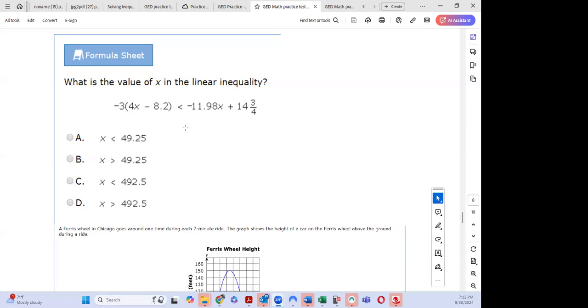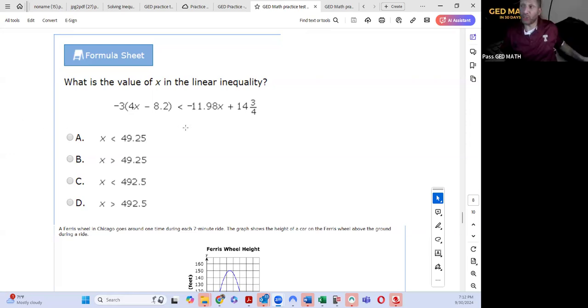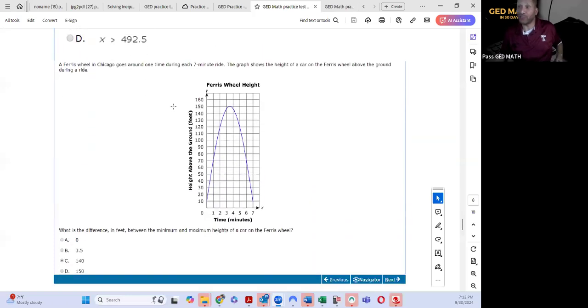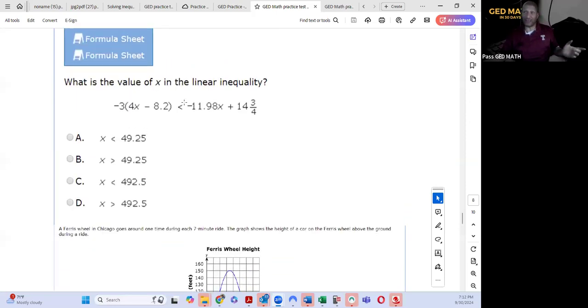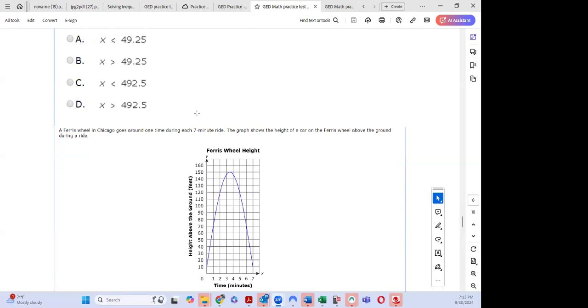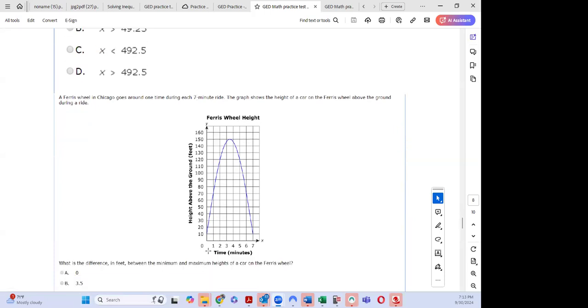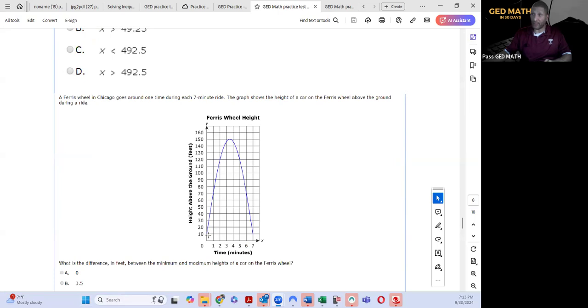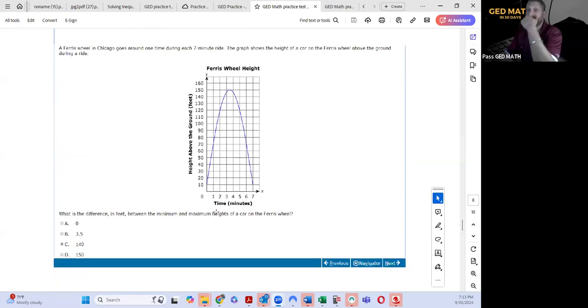But let me explain something to you. Once you skip this problem, when you go to the next problem, I know the next one is easy. Understand that. Easy, medium, hard. So if I just had a difficult problem that I can't do, I know the next one is easy. What's the difference between maximum and minimum? Max is 150, minimum is 10, 140, I'm done.